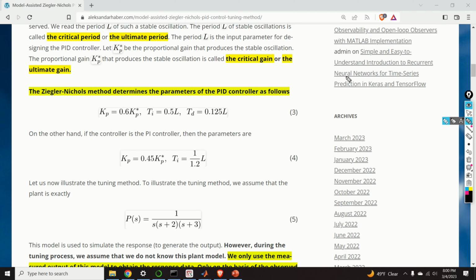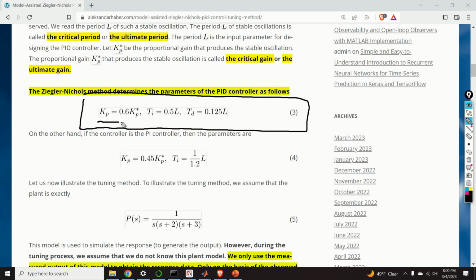Once we determine the critical gain and the critical period, the Ziegler Nichols method determines the parameters of the PID controller by using this equation. Kp is simply 0.6 multiplying the critical gain, Ti, the coefficient that affects the integral gain, is 0.5 times L, and remember L is the critical period, and the derivative coefficient Td is 0.125 multiplying the ultimate period or the critical period.